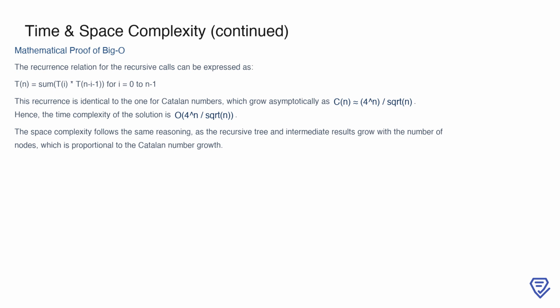The space complexity follows the same reasoning, as the number of nodes in the recursion tree and the intermediate results stored grow in direct proportion to the Catalan number growth. This shared growth pattern solidifies both the time and space complexity at O(4^n / sqrt(n)).